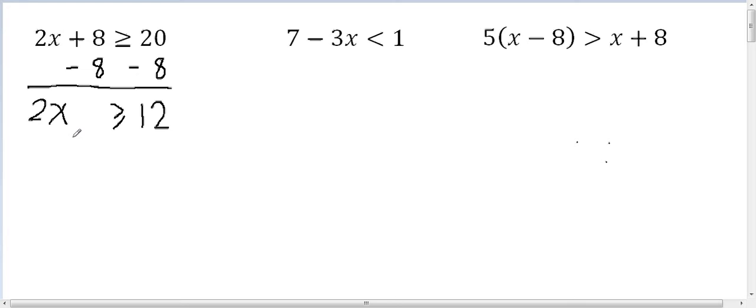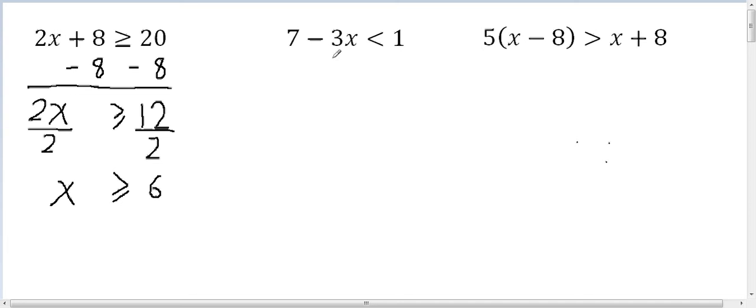Next, let's divide both sides by 2. Two divided by 2 is 1, and 1 times x is x. And 12 divided by 2 is 6. So we found that the inequality x is greater than or equal to 6 is equivalent to the original inequality 2x plus 8 is greater than or equal to 20.